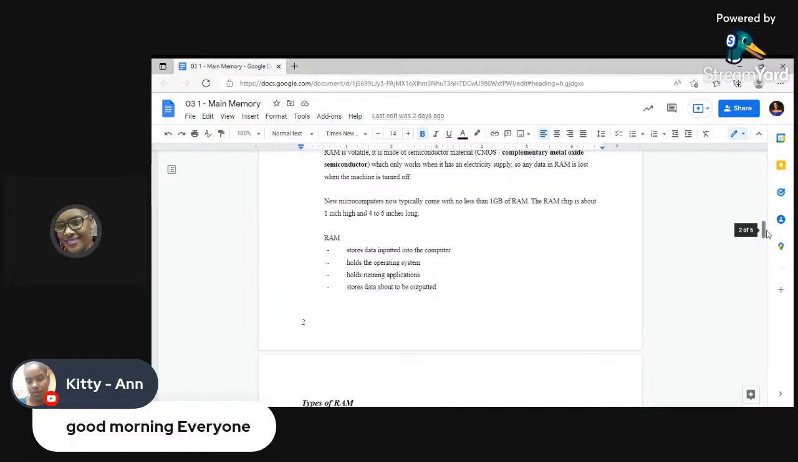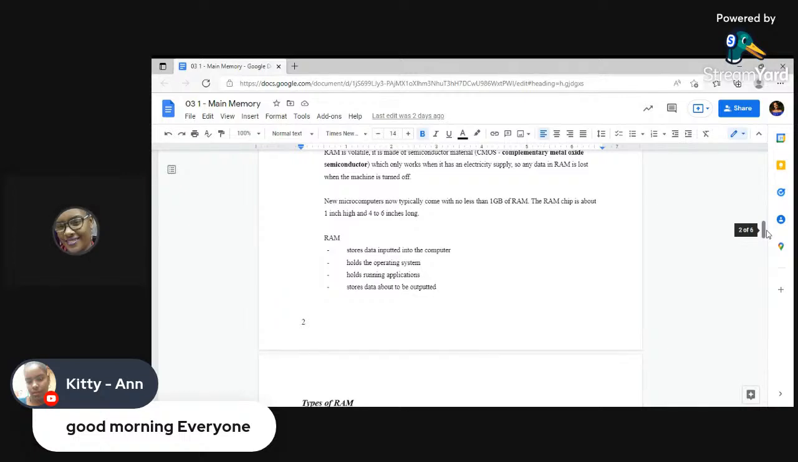All right. So RAM is used to store data inputted to the computer. It holds the operating system. Just like I explained before, as it relates to the data on your flash drive, the same thing happens with your operating system. When you turn on your computer, the operating system on your ROM moves to your RAM. And then when you turn off the system, it goes back.